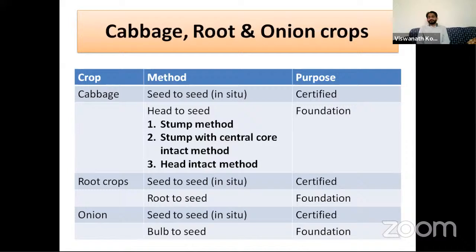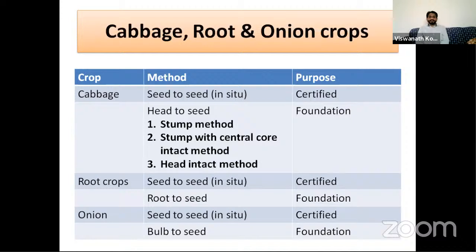variety for the foundation seed. The head to seed method is again of three types: stump method, stump with central core, and the head intact method. That you can refer to in a textbook. In case of root crops and onion crops also, the seed to seed method is for certified seed, and root to seed for foundation seed.